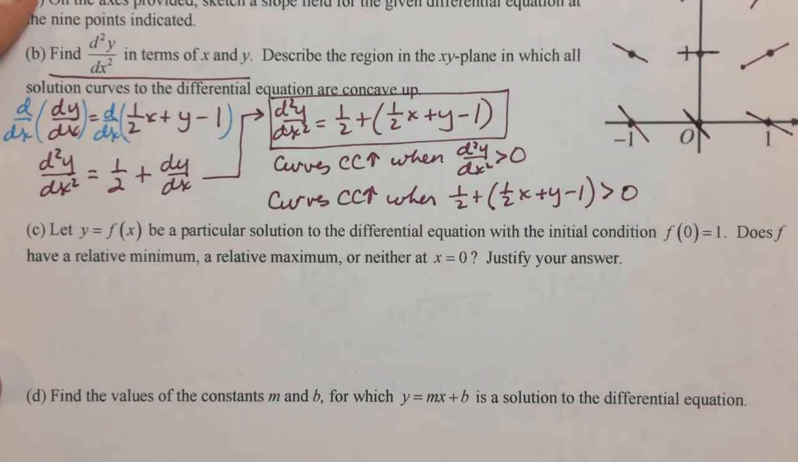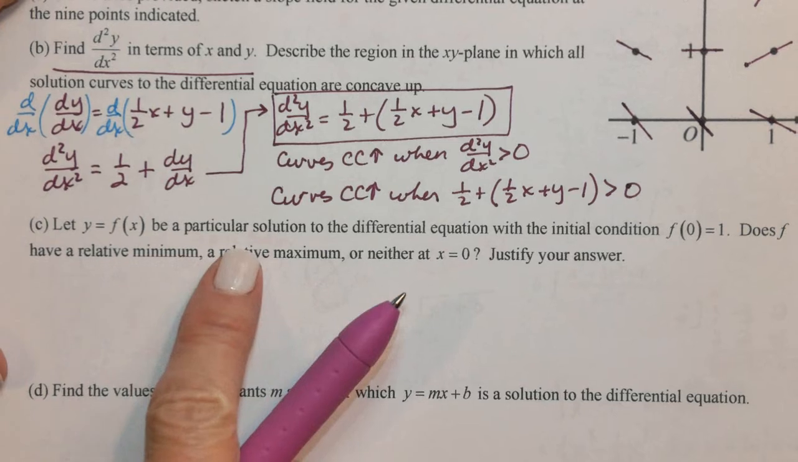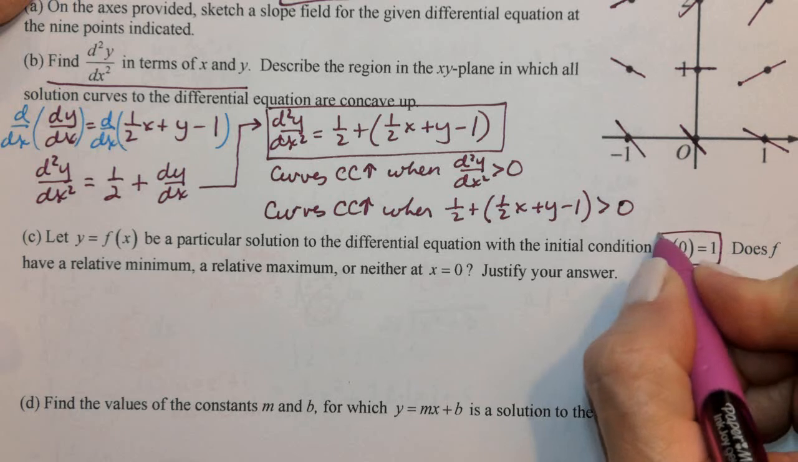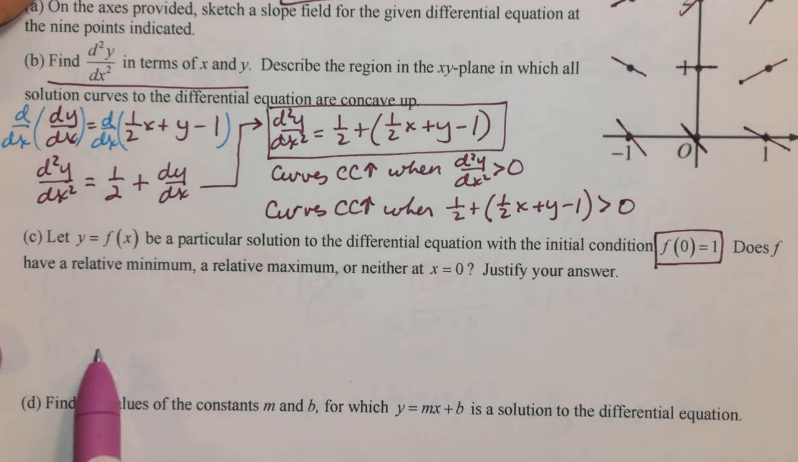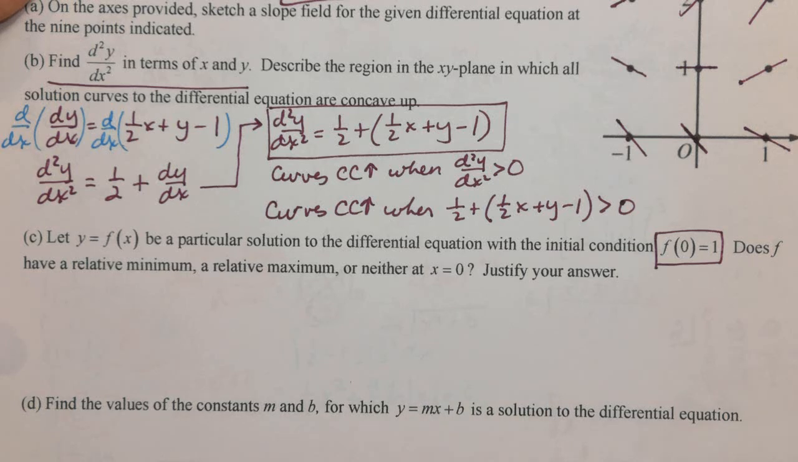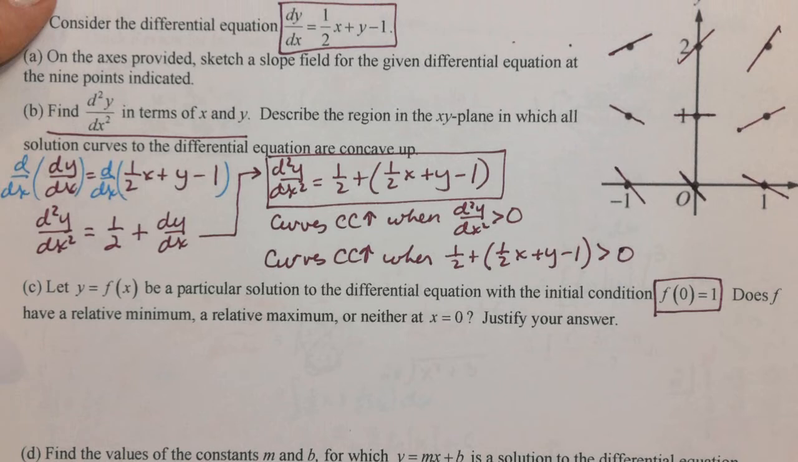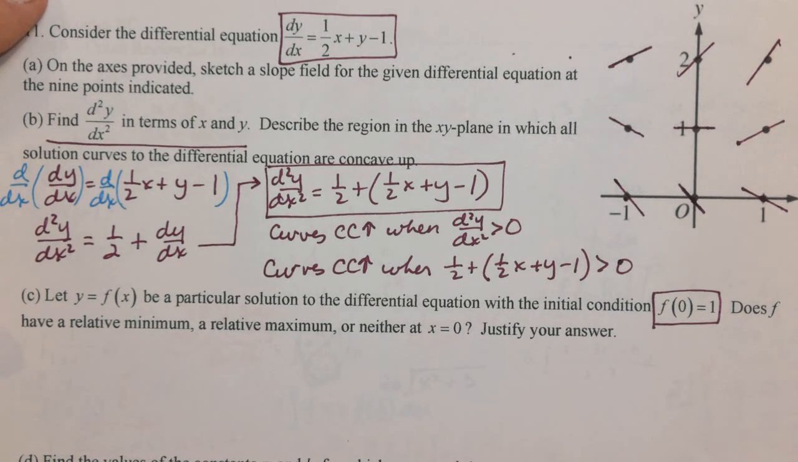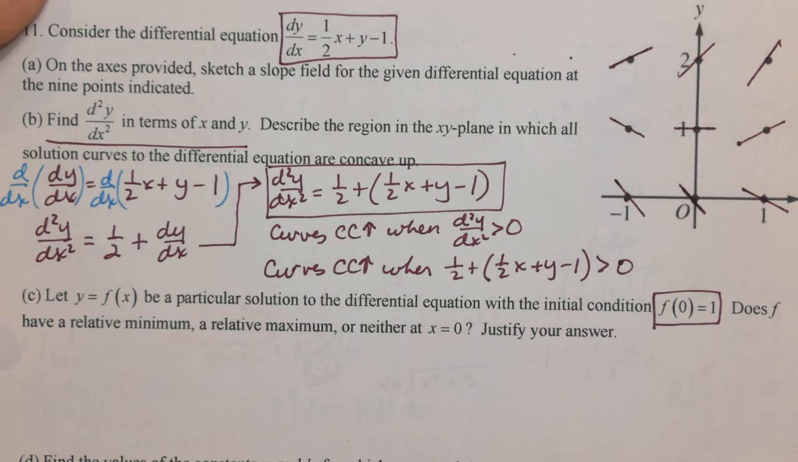Part C. Let y equals f of x be a particular solution to the differential equation with initial condition f of 0 is 1. Does f have a relative min, max, or neither when x is 0? Justify your answer. Okay, are they asking us to find the particular solution? Do we have to solve this differential equation? No, they're not asking us to find it. They're just asking us, I know it exists, does it have a relative min, max, or neither? Okay? Don't try to find it.